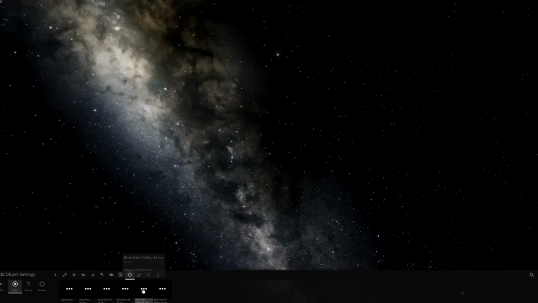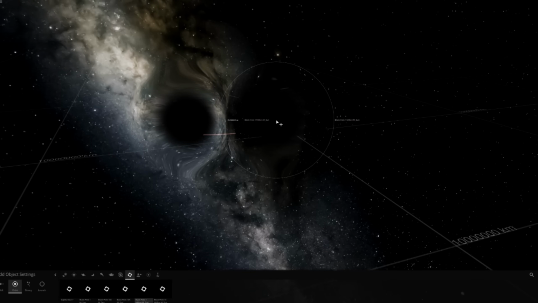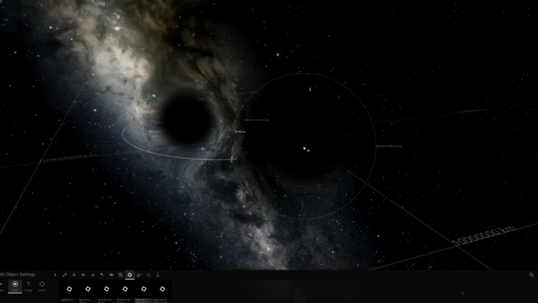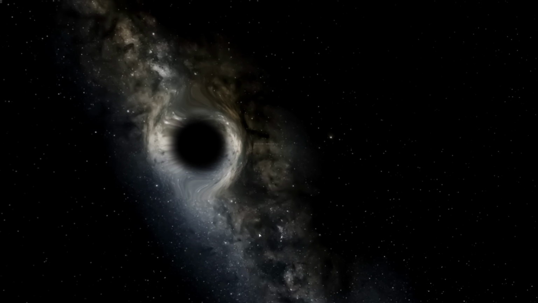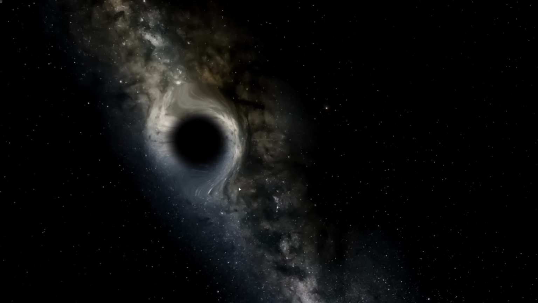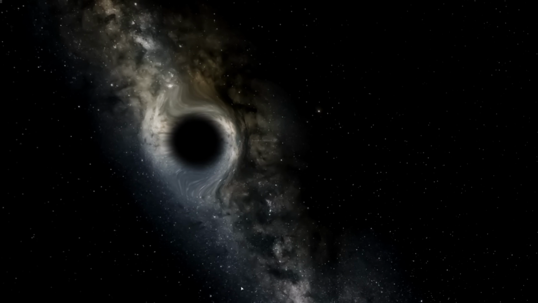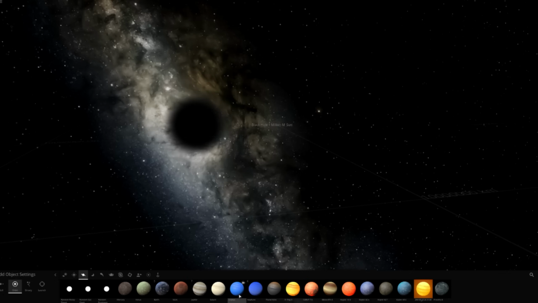Okay, so let me first add in a black hole. So this black hole has the mass of 1 million suns. So you can see the gravitational lensing here. I'll put the black hole so we can see it with this galaxy behind it so we can see it a little bit better. Okay, so we're gonna start off by launching Earth into the black hole. And then we'll see what happens when you try to put stuff in orbit around the black hole.